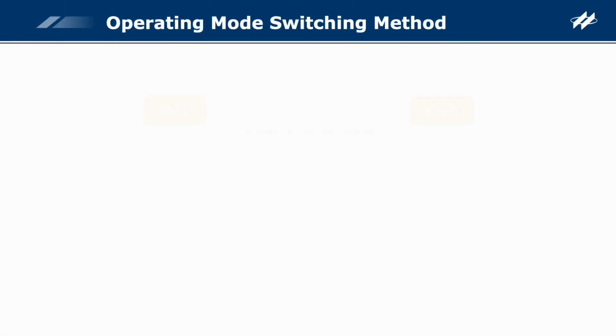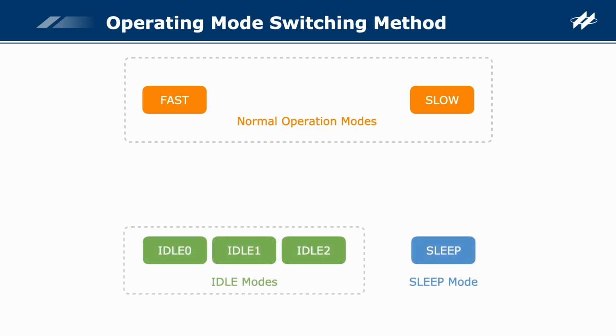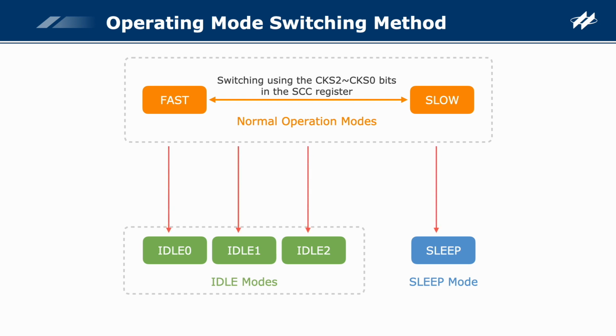As we mentioned earlier, there are 2 normal operation modes, 3 idle modes, and 1 sleep mode. So how to switch between these 6 modes? First, for normal operation modes, mode switching between the fast mode and slow mode is executed using the CKS2 to CKS0 bits in the SCC register. Mode switching from the fast or slow modes to either of 3 idle modes or the sleep mode should first configure the high and low speed oscillator on or off, and then execute the halt instruction to enter the corresponding idle or sleep mode. More detailed explanation will be provided later.